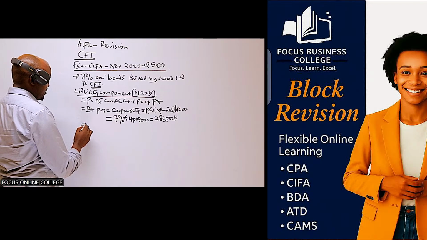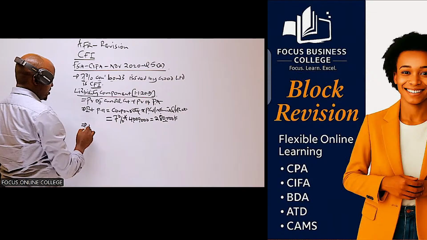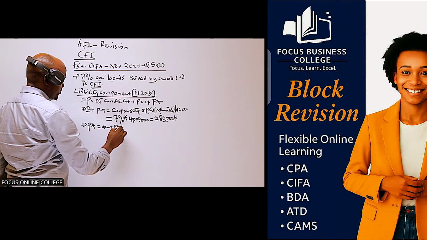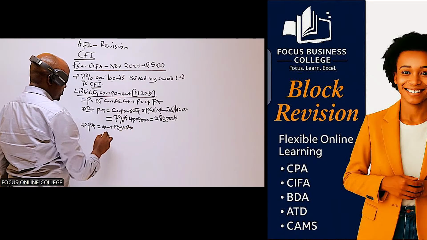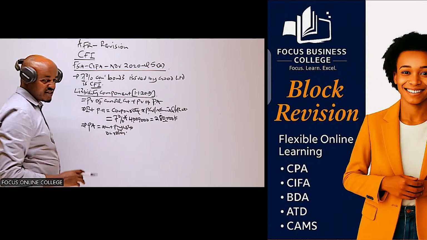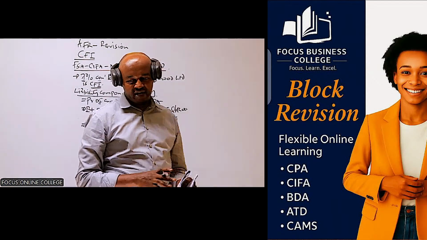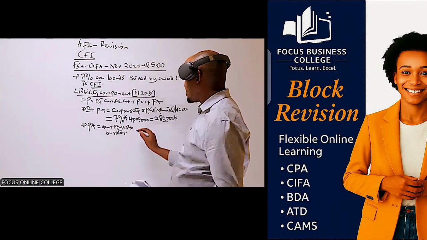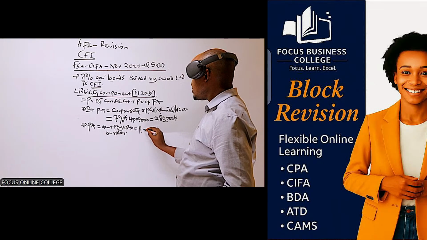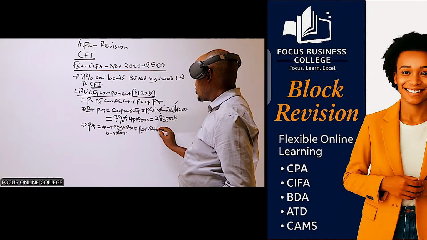And then from there, we can proceed and determine what will be the principal amount. The principal amount in this case is the amount payable on redemption. The amount to be paid on redemption is always equal to the par value, or basically the nominal or the face value, unless told otherwise.